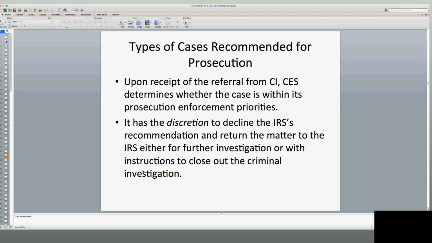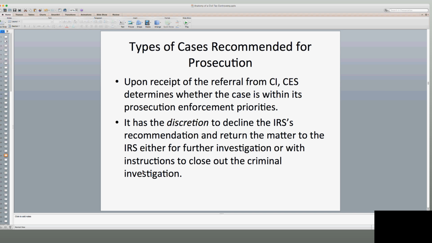Upon receipt of referral from CI, CES determines whether the case is within its prosecution enforcement priorities. So basically, everything starts with the referral to CI. CI is an arm of the IRS, and CI will make referrals to CES. CES has the discretion to decline the IRS's recommendation and return the matter to the IRS, either for further investigation or with instructions to close out the criminal investigation.